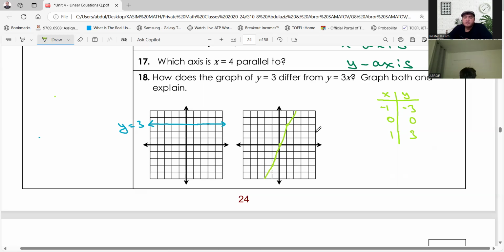Okay, because the slope of the first one, y equals 3, is 0, and the second one is 3. The second one, y equals 3x, is always increasing, right? So that means the first is a horizontal line and its slope is 0. The second one is what we call a diagonal line, or slant line, with a slope of 3. That's the difference between these two graphs.